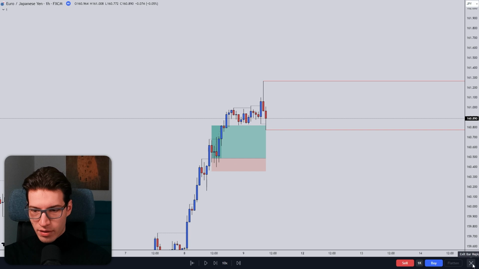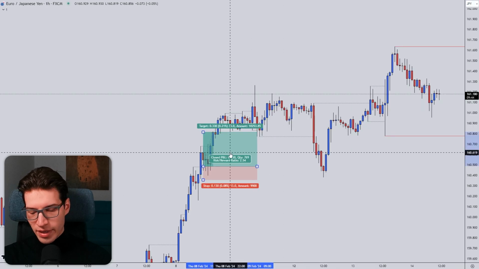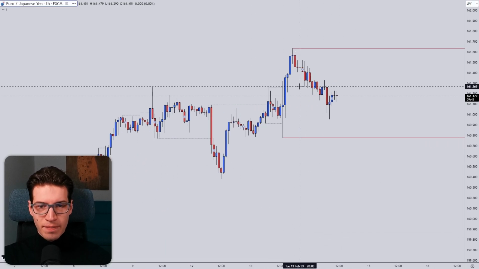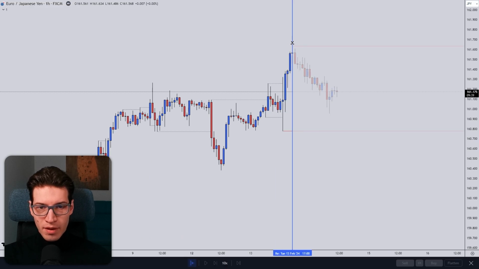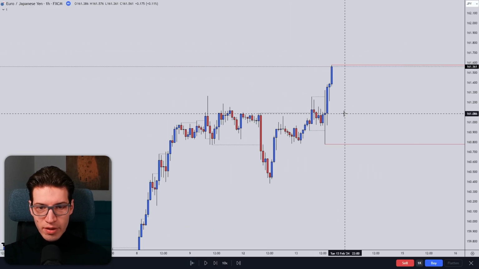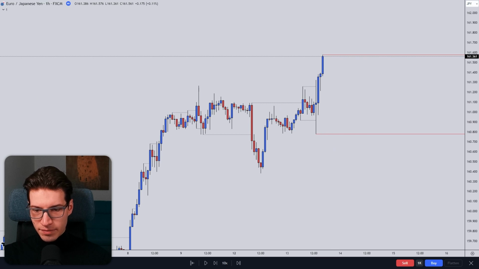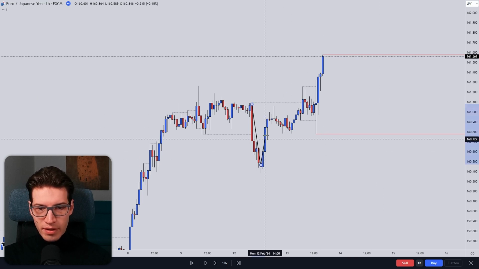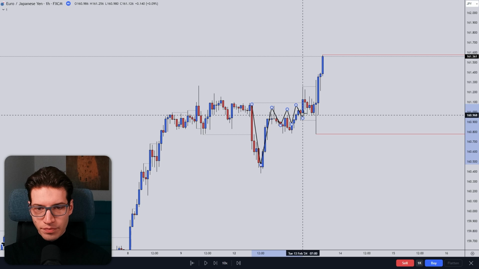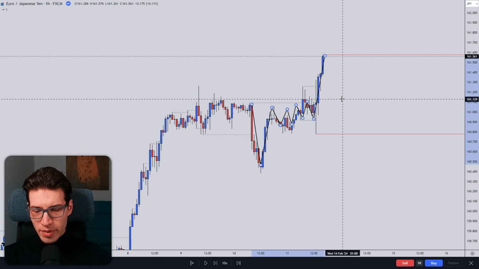Okay, we can exit the bar replay. Let's see what happened next. Another V reversal right here. As you can see, here is the V, here is the range. Okay, here is the push up.